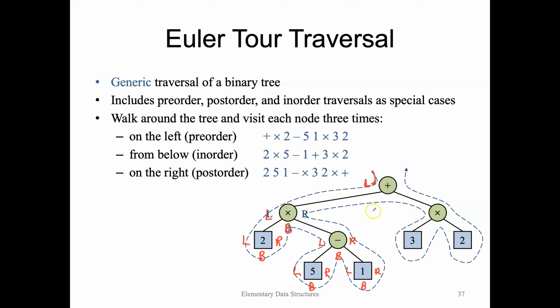Now, if we were to only print out these values when we encounter them from the left, this would give us the prefix notation for this arithmetic expression. If we only print out values when we encounter them from below, this is the same as in-order traversal, the infix notation. And if we only print out values when we encounter them on the right, this is the postfix notation, as we would encounter them along the post-order traversal. So this simplifies a little bit how to find prefix, infix, and postfix, another problem I think from your CS2 class.